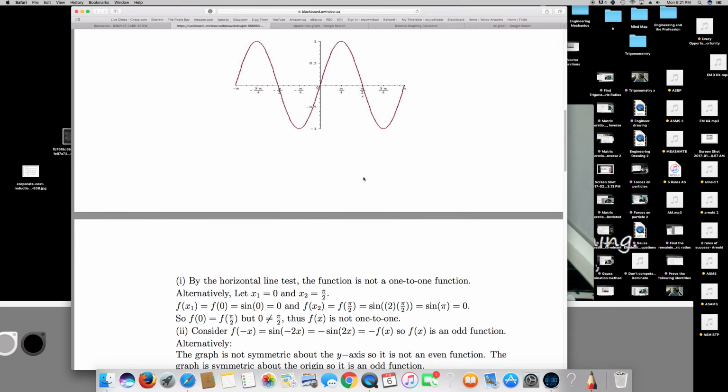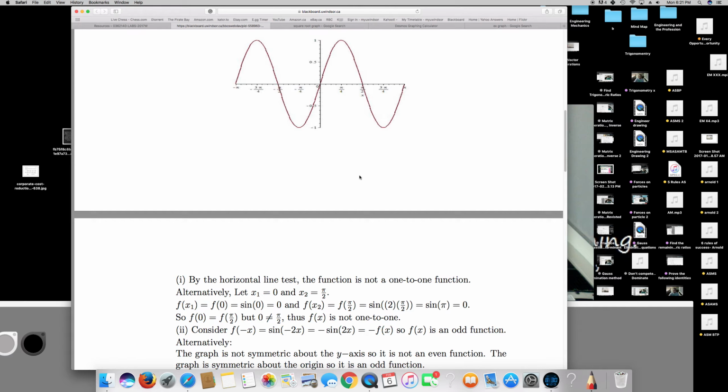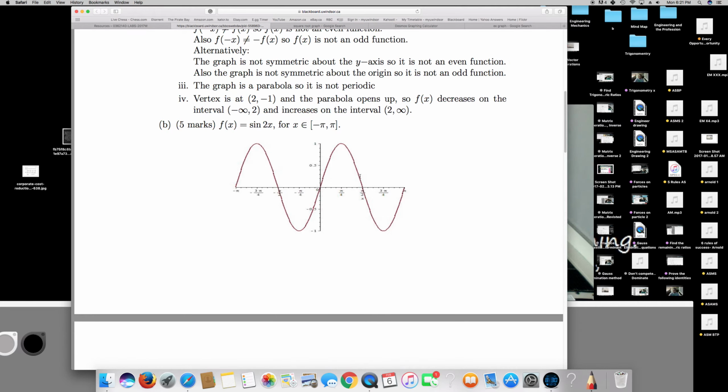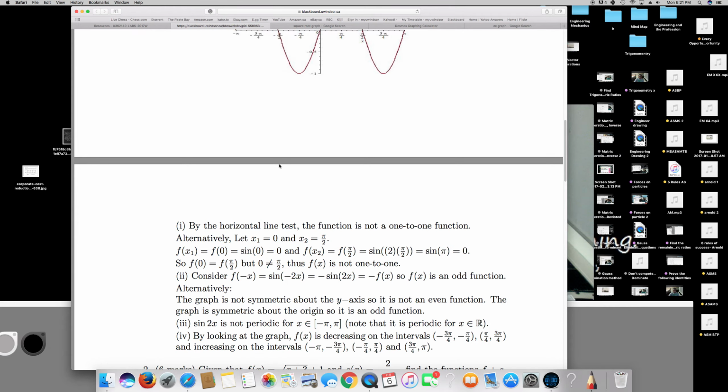And to find whether it's an even function, you have to put minus x: f of minus x is equal to sine minus 2x. Therefore it's not equal to f of x, so it's not an even function. But f of minus x, sine minus 2x, is equal to minus sine 2x. Therefore it's equal to minus f of x. So f of minus x is equal to minus f of x. Therefore this is an odd function.